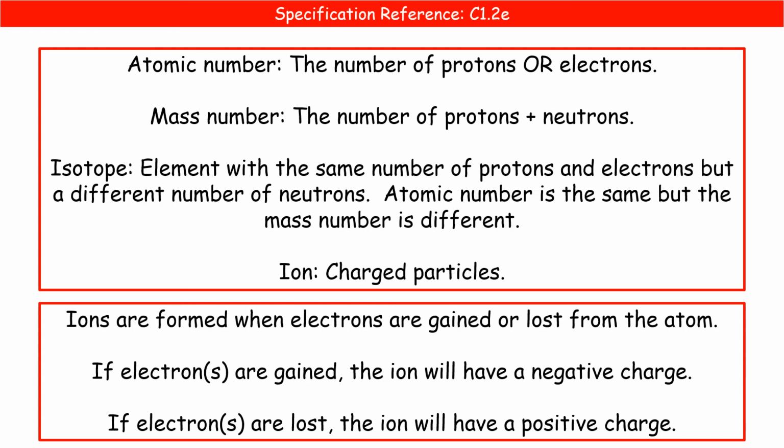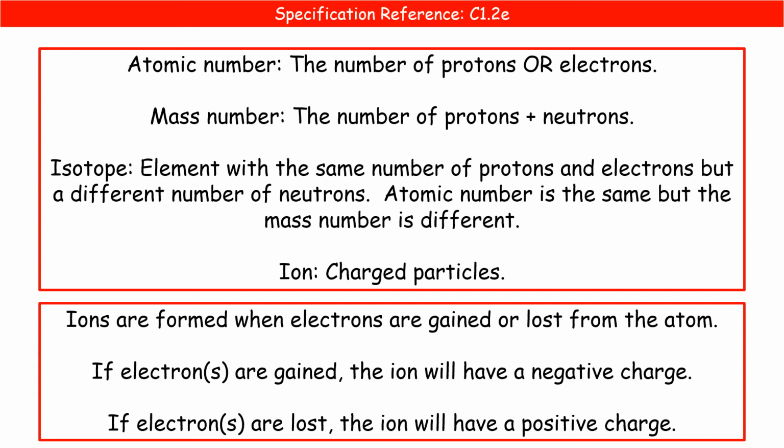Next key term, the word isotope. When we are talking about an isotope, this is an element with the same number of protons and electrons, but a different number of neutrons. Can be a 2-mark question just for the definition there. First one is for saying it's got the same number of protons and electrons. Second one for saying it's got a different number of neutrons. We could phrase it a slightly different way, saying the atomic number is the same, but the mass number is different.